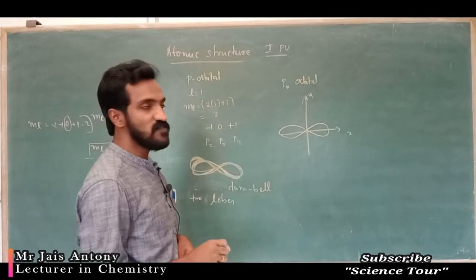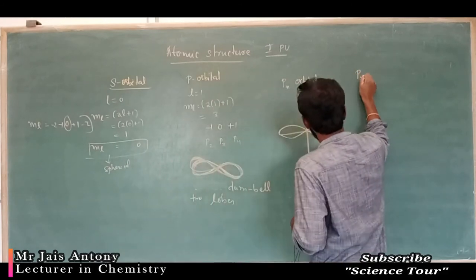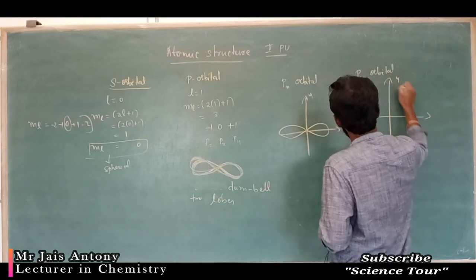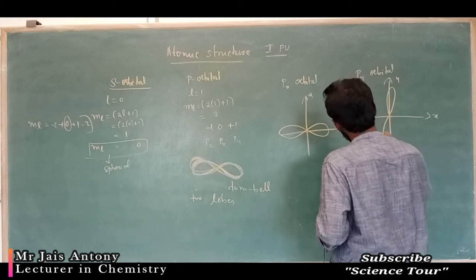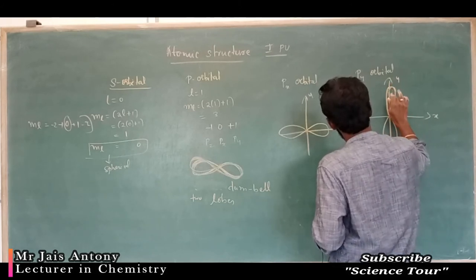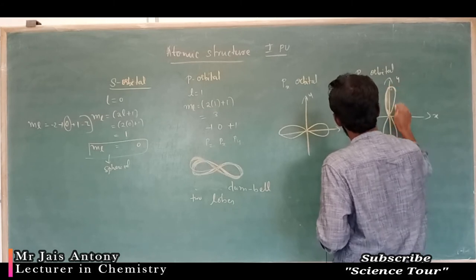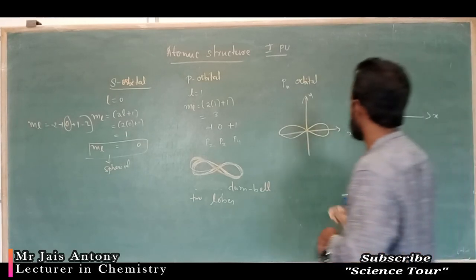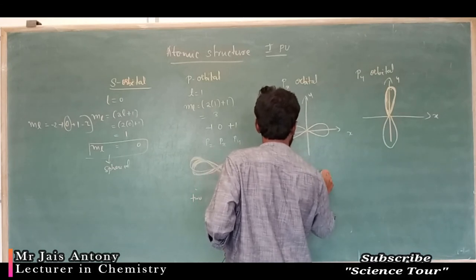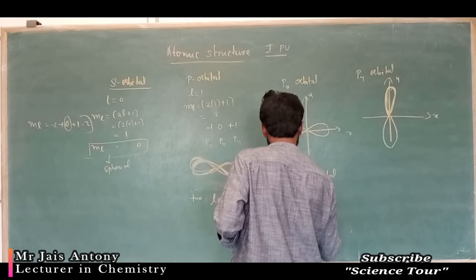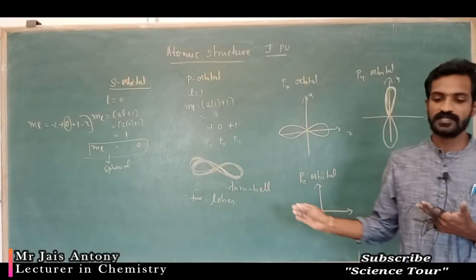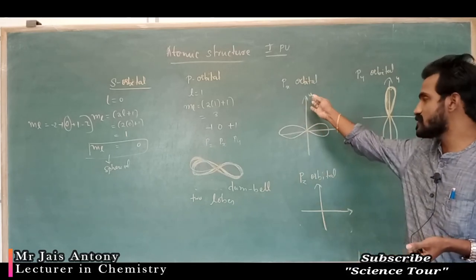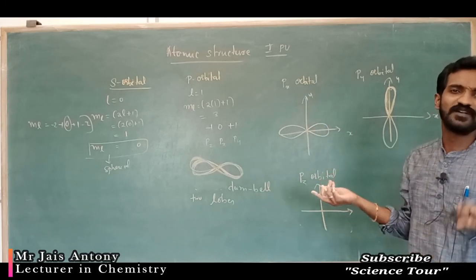Px. If they ask py orbital, here y, here x axis. So p is dumbbell shape. If they ask pz orbital, you can consider z axis, x axis, anywhere you can consider, no problem. I am not telling that here only you should consider z axis, not like that. Here you can take it as x axis, y axis, z axis, no problem. It is up to you, understood.